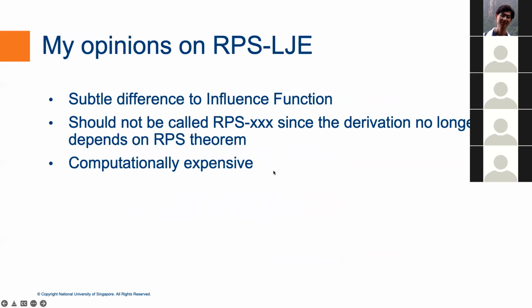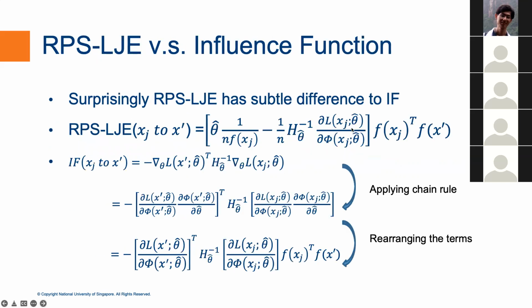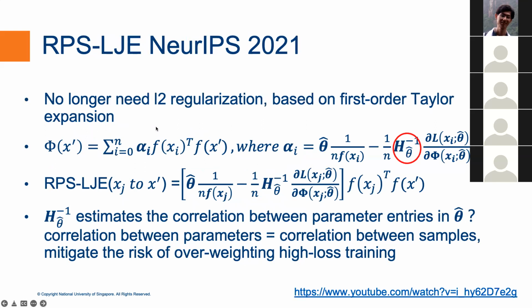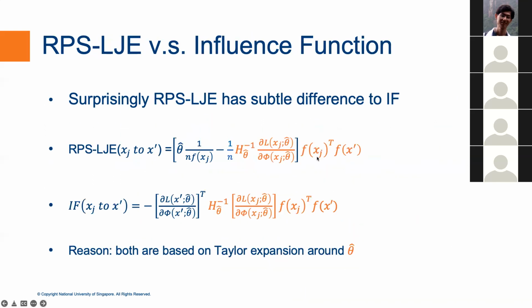So I think it makes a marginal contribution from the influence function. No, it did not make a marginal contribution. They use a totally different approach. No. It should not be called RPS because the derivation no longer depends on the RPS theorem. The derivation is only based on the Taylor expansion. So it's actually the same as the influence function. So the idea is that they remove the regularization term, right? Yes. But they still want to have this form. It's like another way of interpreting the influence function.